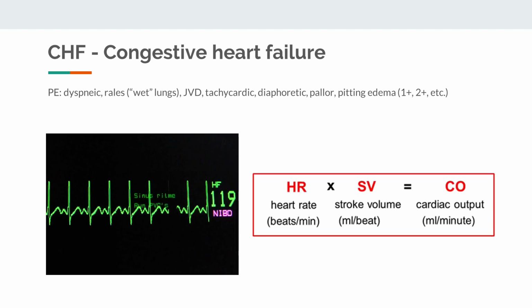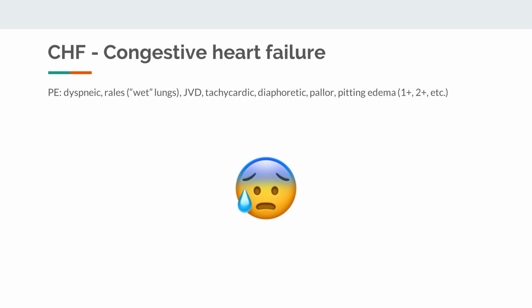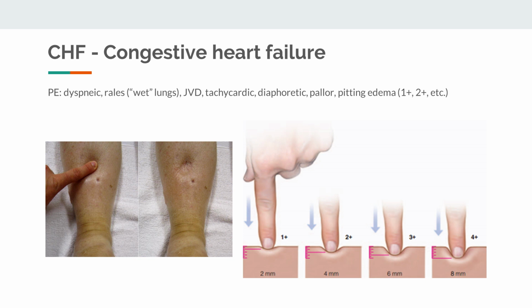When a patient has heart failure and the heart isn't pumping very well, it has to beat faster to compensate for the decreased stroke volume in order to maintain its cardiac output. Patients may also be diaphoretic and have a pallor appearance. One of the most common physical exam findings will be edema in the lower extremities, severe enough that the patient has pitting edema. So that's physical exam findings on a patient with CHF. Let's talk about other ways we can make the diagnosis for CHF.